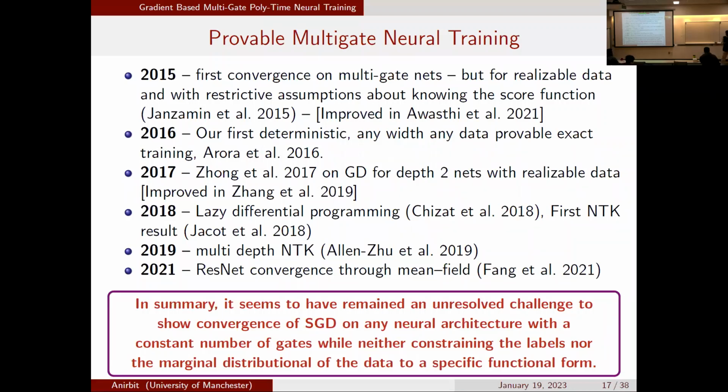So those are some highlights of what has happened in 7 years. In summary of all these papers, what has remained an unresolved challenge is whether you can get SGD to converge on any neural architecture with a constant number of gates while neither constraining the labels nor the marginal distribution of the data to a specific form. If I want to remove the assumption on the number of gates and the assumption on the data simultaneously, can I still get SGD to converge? This is a central unresolved problem in the field, and let's see if we can make some progress on it.